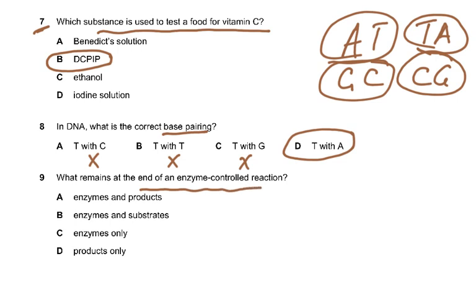What remains at the end of an enzyme controlled reaction? Yeah, it has to be A. Why? Because enzymes and products. All the substrates have been used up, the reaction is completed. So it has to be enzymes and products.